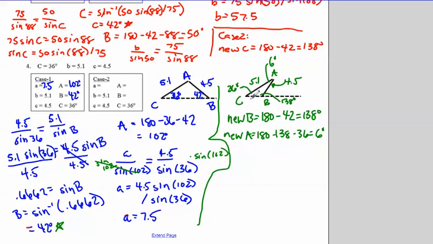So the last piece of information I need here is side A. So side A over the sine of angle A, so sine of 6, equals, going back to the original information, side C over the sine of angle C. Okay, I can multiply both sides by sine 6, and I'll get A equals 4.5 times sine 6 divided by sine 36.